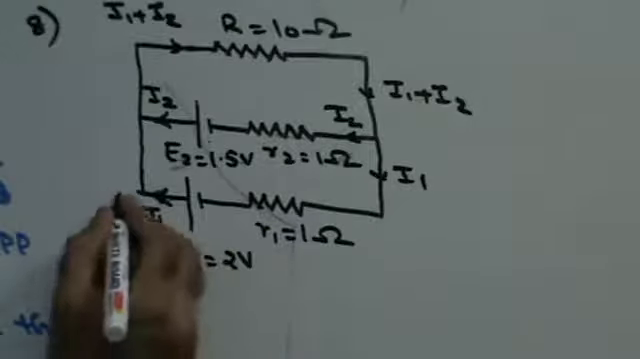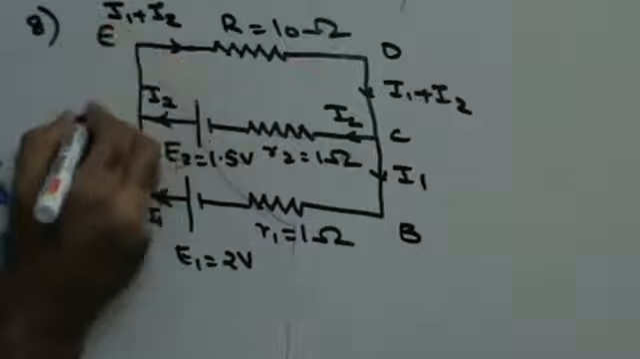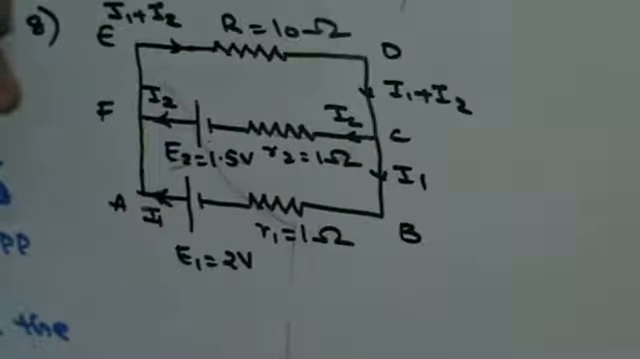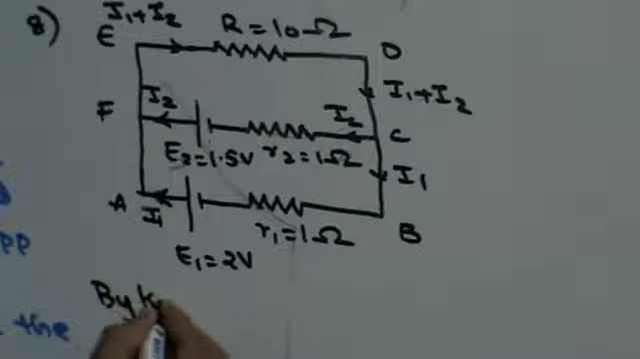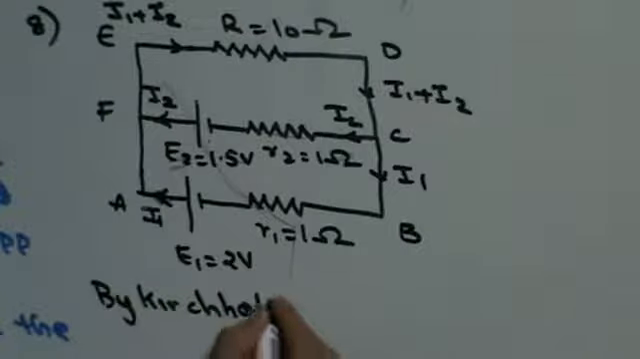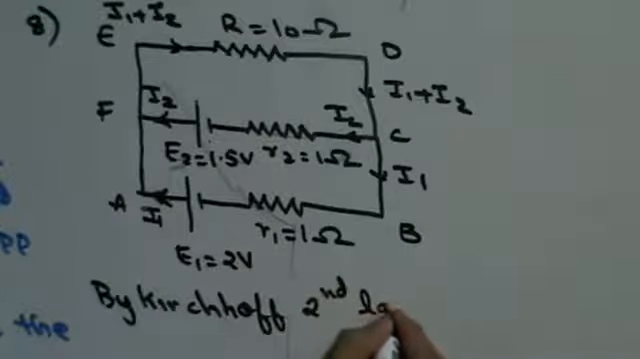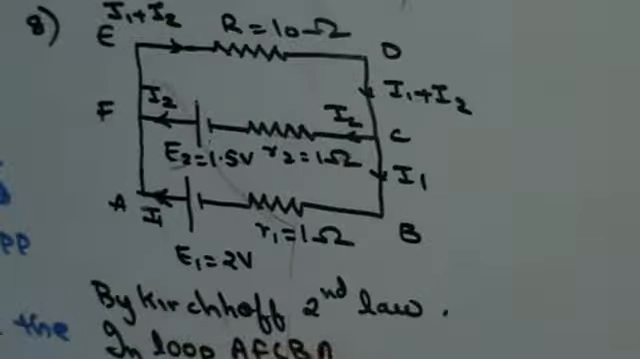Let's label the loop A, B, C, D, E, F. Now this is a replica of the previous sum, so it should be pretty simple. By applying Kirchhoff's second law, let's consider loop AFCBA.